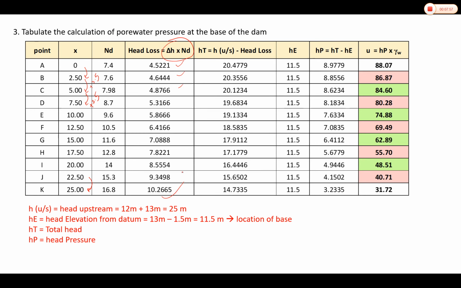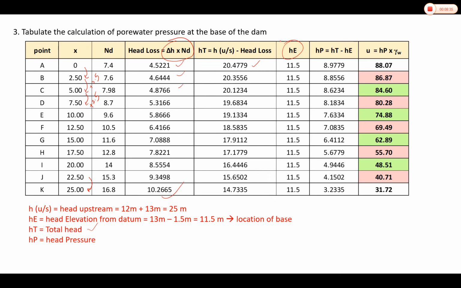And we also need to calculate the total head. Actually, the step is similar to how we determine the pore water pressure at any point within the flow net. The step is still the same. But for this exercise, we have more than one point along the base of the dam. So HT, we have the head upstream, 12 plus 13, which is 25, minus the head loss at this column. So we will have 20.478 for example for this one.